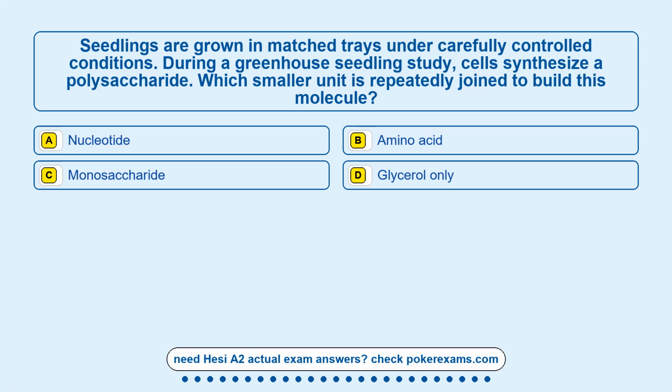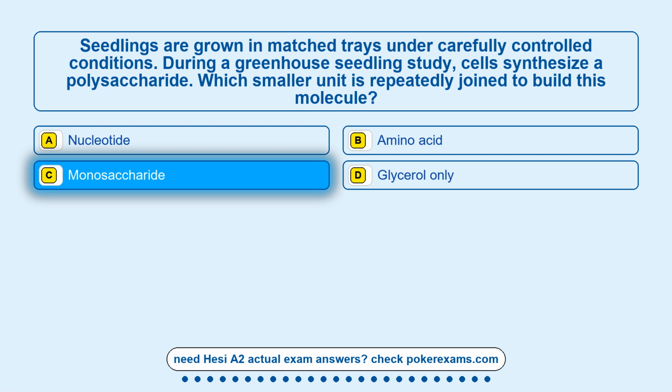Question 4. Seedlings are grown in matched trays under carefully controlled conditions. During a greenhouse seedling study, cells synthesize a polysaccharide. Which smaller unit is repeatedly joined to build this molecule? Option A, nucleotide, Option B, amino acid, Option C, monosaccharide, Option D, glycerol only. The correct answer is Option C, monosaccharide.